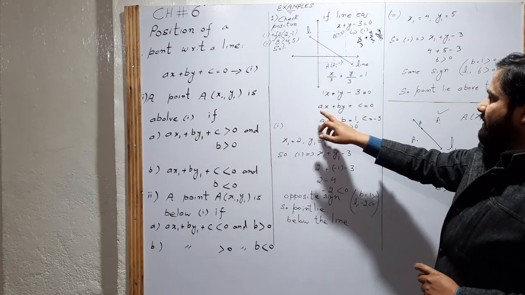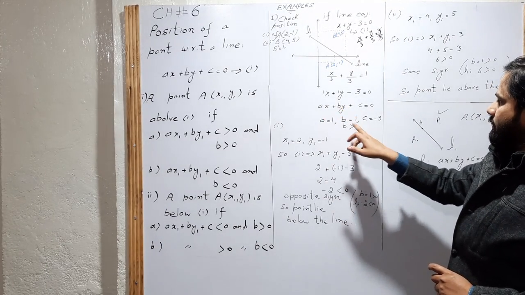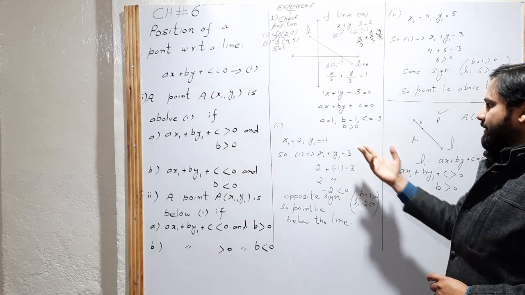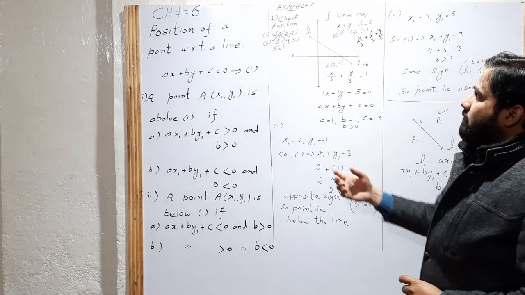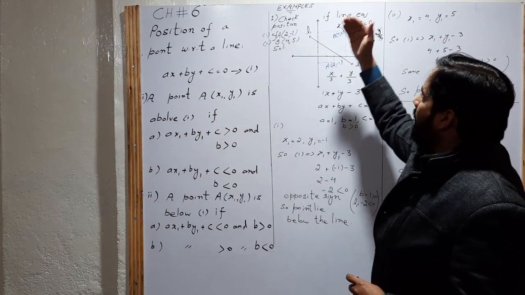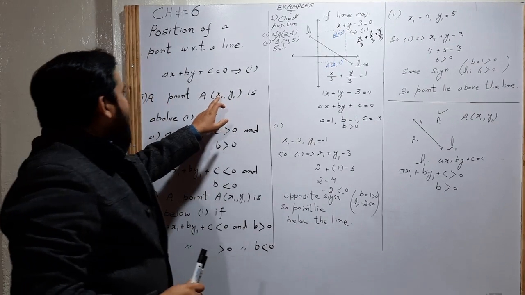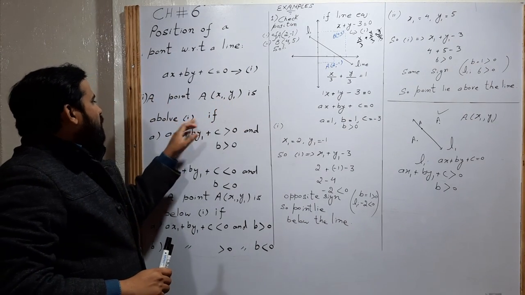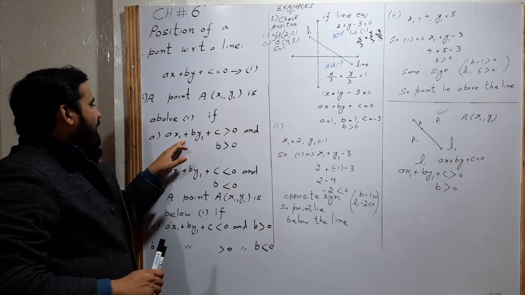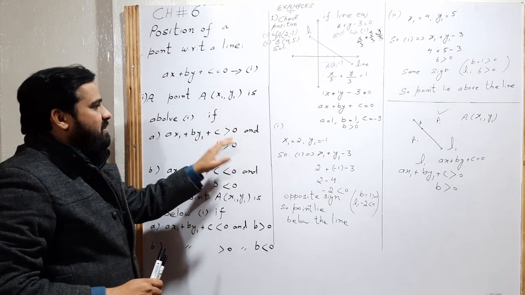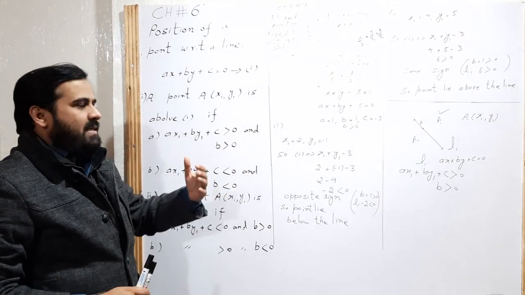Compare with the standard form. In this case A is 1, B is 1 and C is minus 3. B is 1, and 1 is greater than 0, it means that B is positive. So we check whether the points lie above or below the line. The criteria is that a point (x1, y1) is above the line if, on replacing, we get a result greater than 0 as well as B greater than 0, meaning the same sign is there.